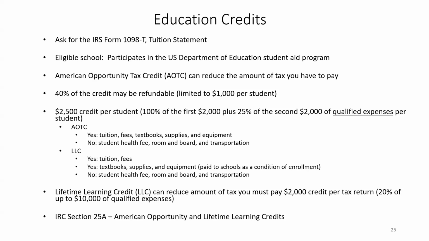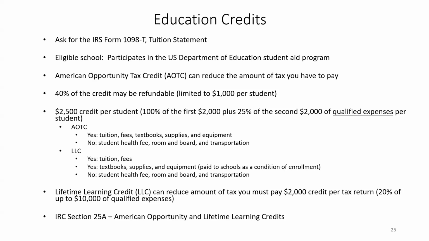Items that are not considered qualified educational expenses would be your student health fee. That's something that's required, I think, at most colleges. Your room and board, whether it be on campus in the dormitory or in a fraternity, or you're living in an apartment, and of course you're buying food. Board is food, and that's not a qualified expense. And then transportation. A lot of people have a bicycle, a scooter, or a motor vehicle of some kind, and they're getting to class. That's not part of the qualified educational expenses.